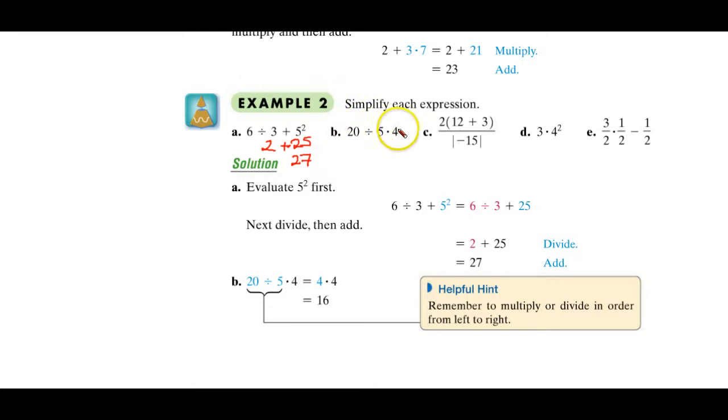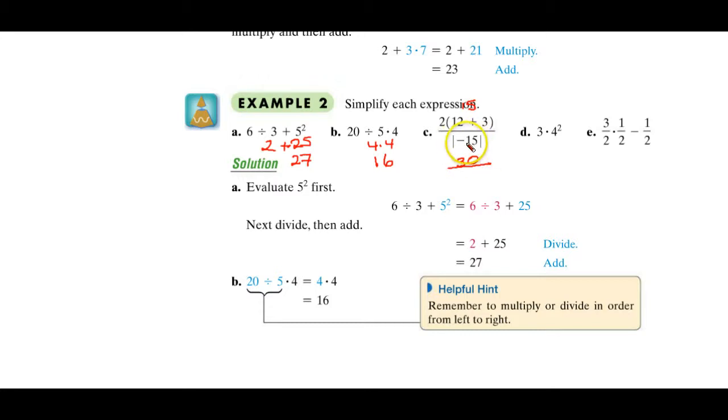Now here, as we go from left to right, we're going to do the division first. So 20 divided by 5 is 4. 4 times 4 will be 16. Now here we're going to do what's in parentheses first. This will be a 15. 2 times 15 is 30.